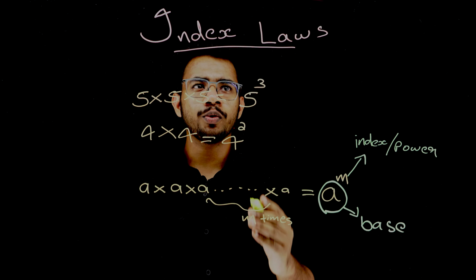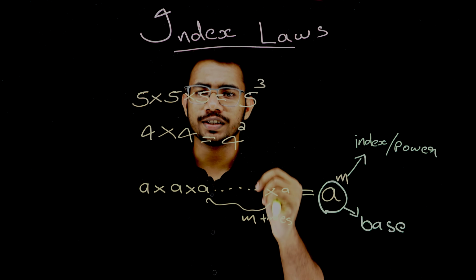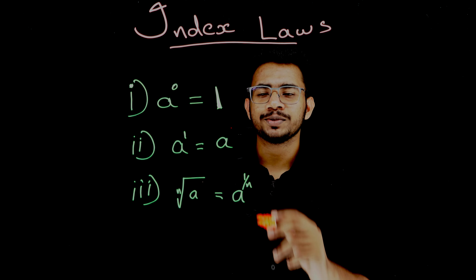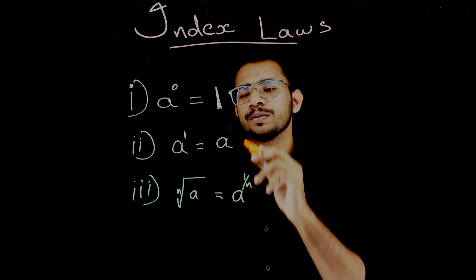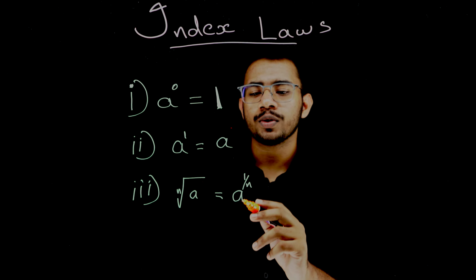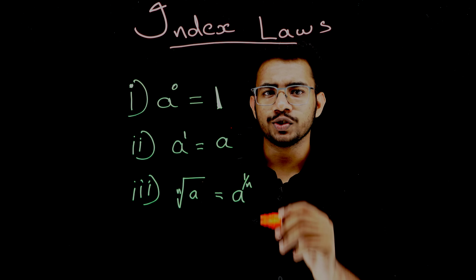Now before going on to the index flows, we will be covering the small subsidiaries of index flows, and then we will move on to the index flows itself. These are the main subsidiaries of index flows. The first one, a to the power of 0 equal to 1, a to the power of 1 equal to a, and the nth root of a equal to a to the power of 1 by n. Now let's consider an example for each of these.